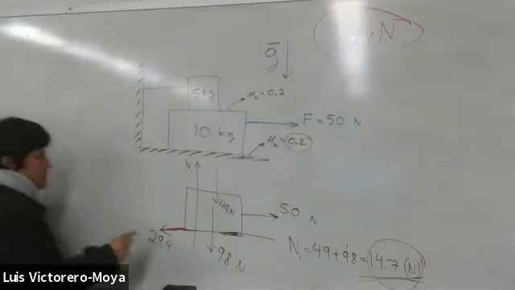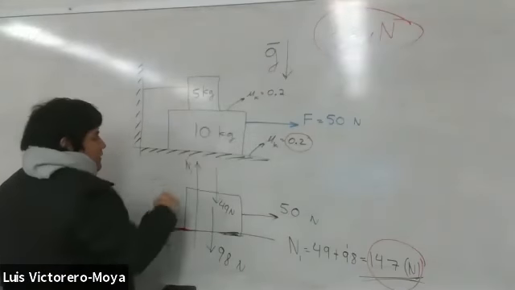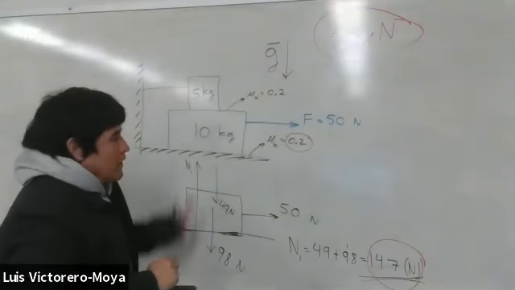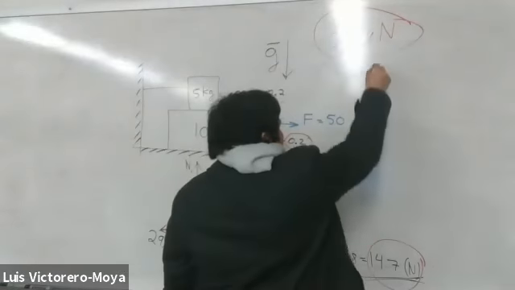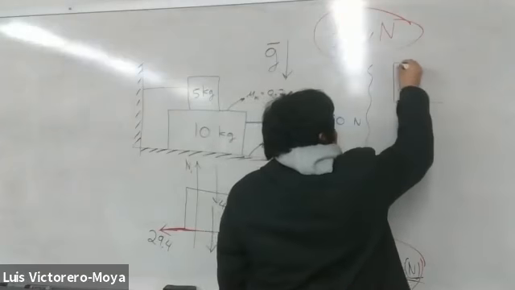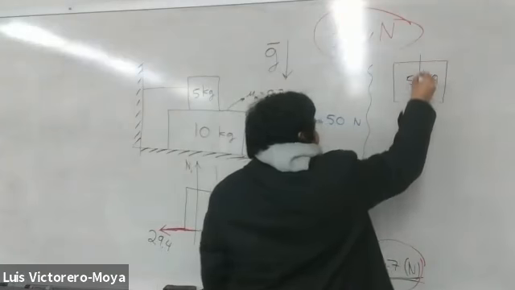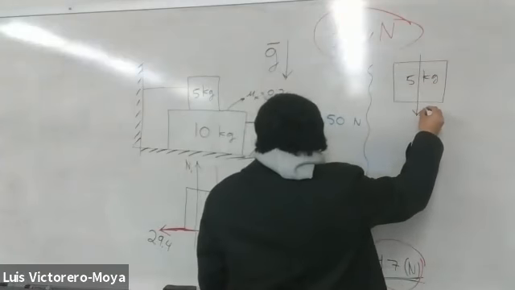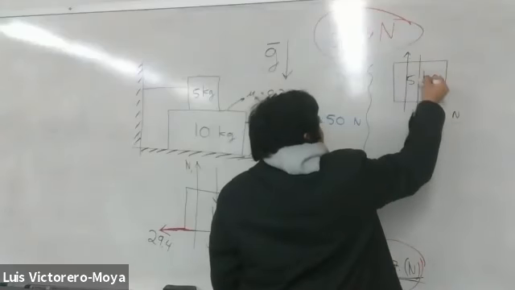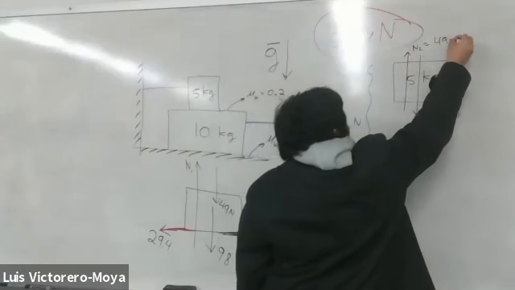Hey, wait a second though. There is also a body, and between these two bodies there's friction. So this is incomplete. Let's check what's happening with the 5 kilograms. There is the weight acting, that's 49. But there is a normal, also 49. Let's call it normal 2 equals 49 newtons.